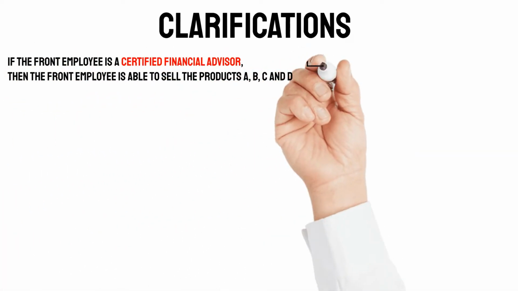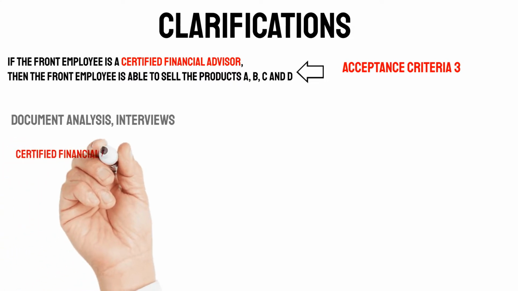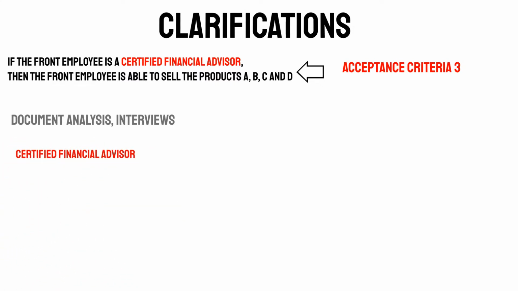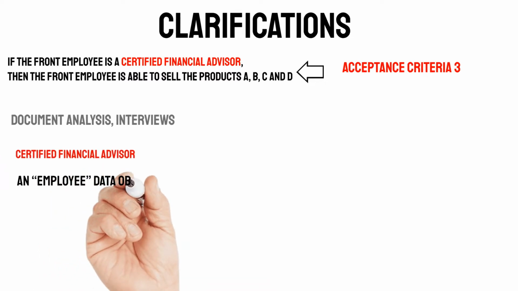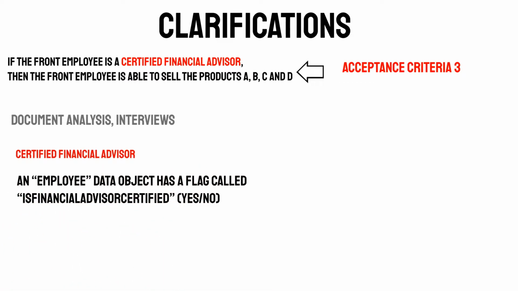And now, for example, the third acceptance criteria, the question could be, what is a certified financial advisor on a data perspective? And the answer could be, an employee data object has a flag or an attribute called is financial advisor certified, yes or no. Alright, so after clarifying all these terms, now we have a good understanding what is the real requirement and how really it should look in the end.